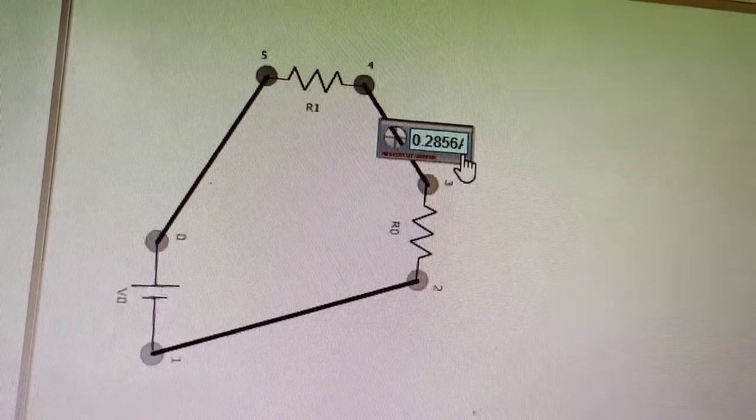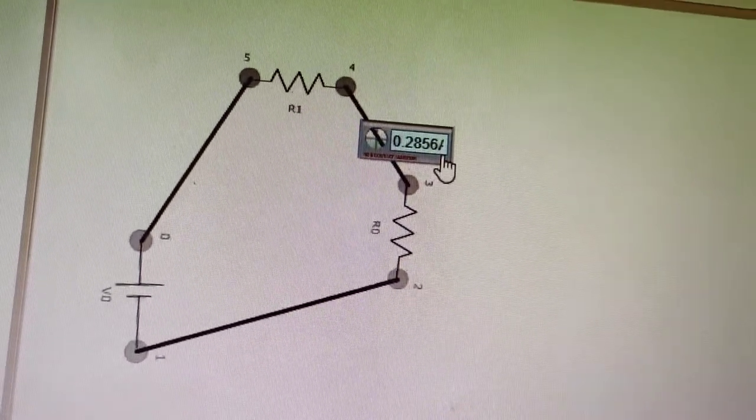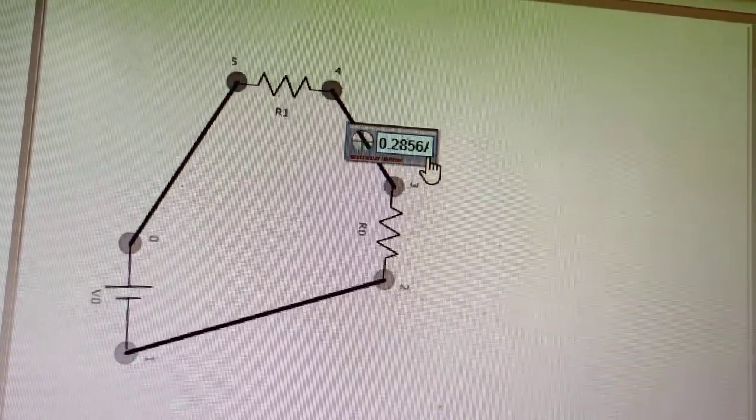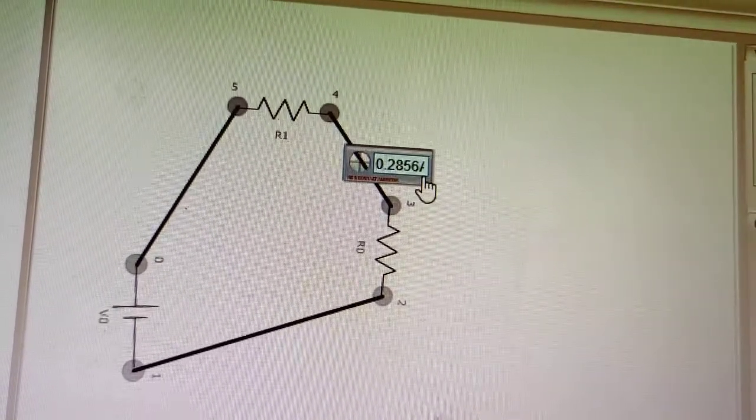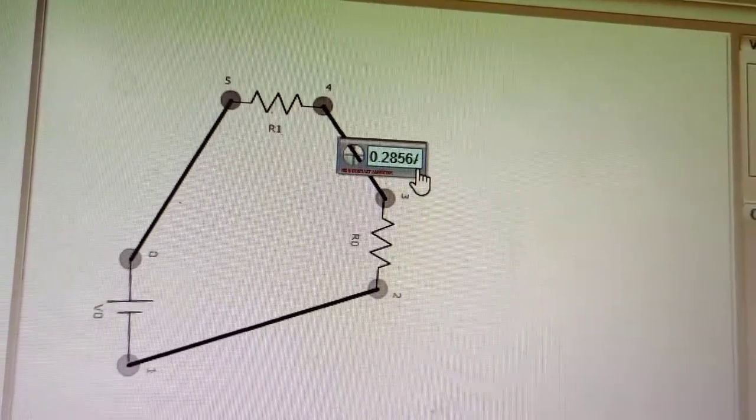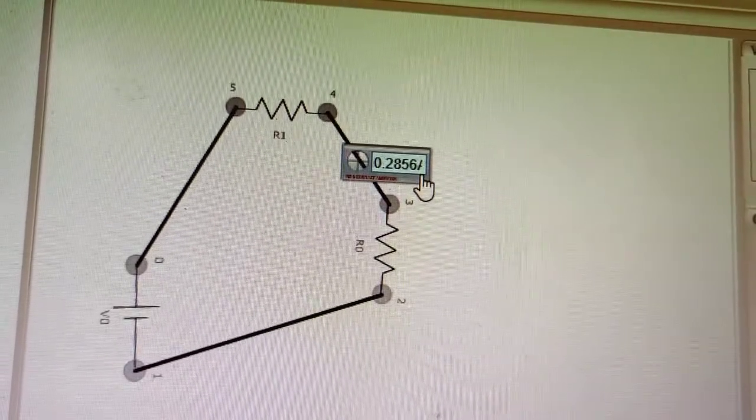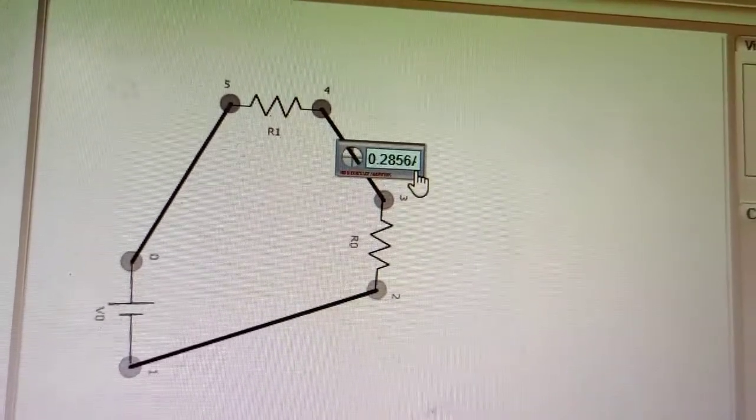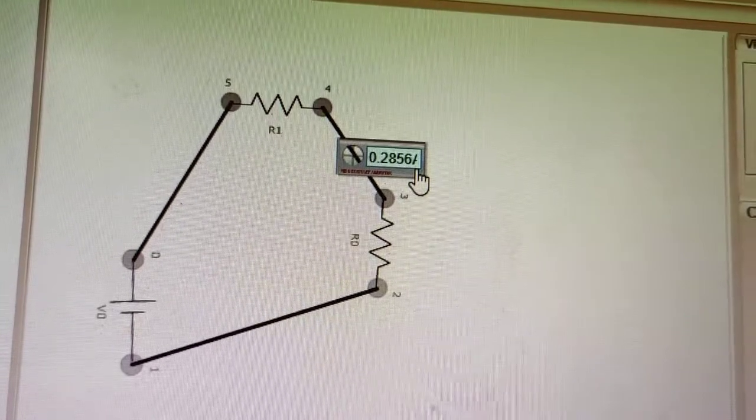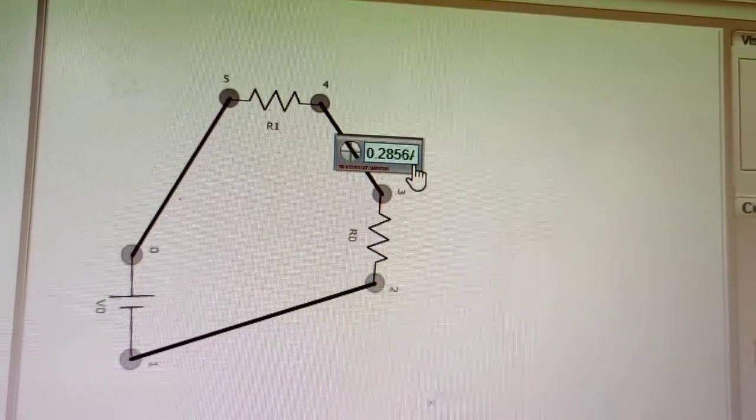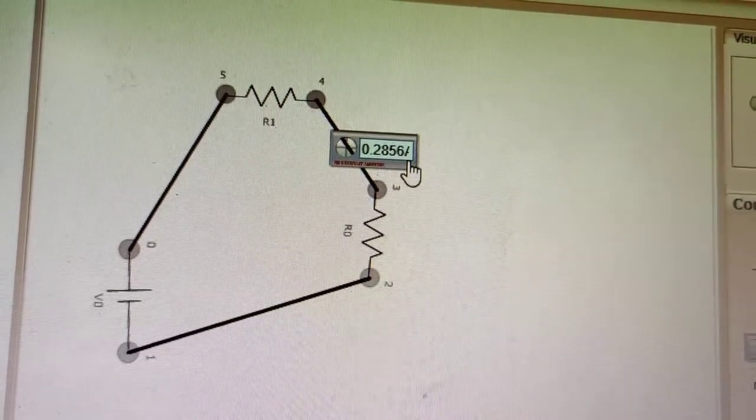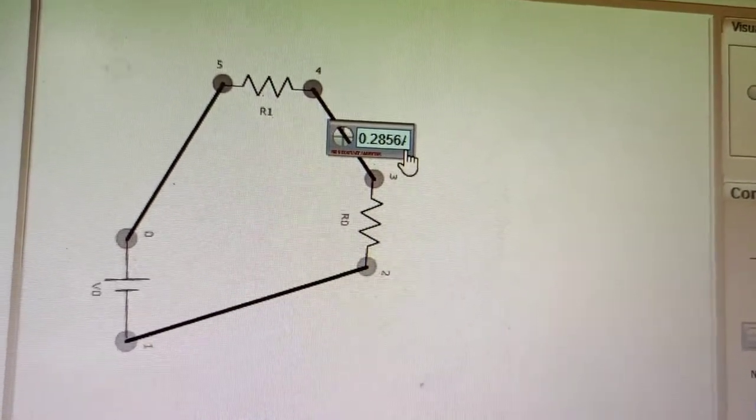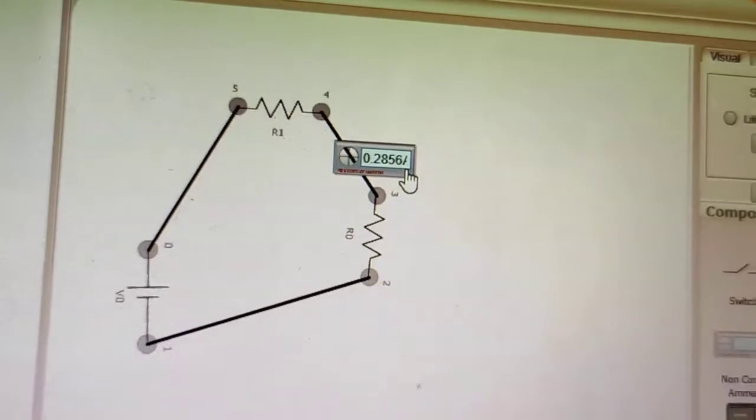Our calculated value of the Thevenin's current flowing through the 40 ohm resistor is 0.29 ampere. When we simulate the entire circuit in this virtual lab, the current flowing is 0.29 ampere, and when we simulate the Thevenin's equivalent, the current flowing is also 0.29 ampere. So in this way we verified Thevenin's theorem.